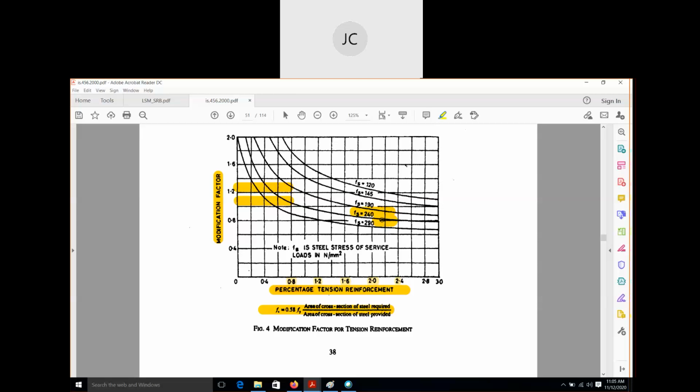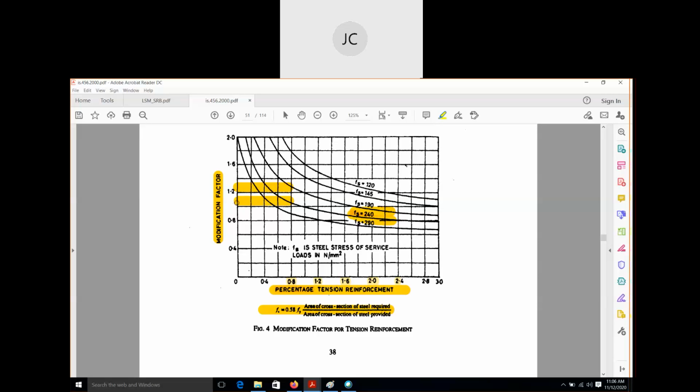Next, for fs equal to 240, this is the curve. Similarly, for fs equal to 240 at 0.8%, you can see this point. This is the point at which we need the value of k. At this point, the value of k will be around 1.1 or 1.15. It will not be 1.2. If you draw a horizontal line from this point, you will get a point here. It will be around 1.1.